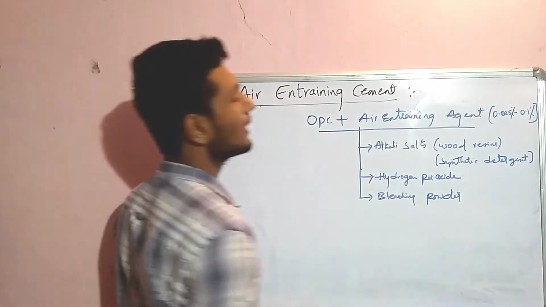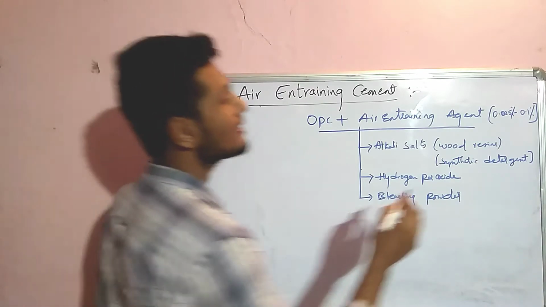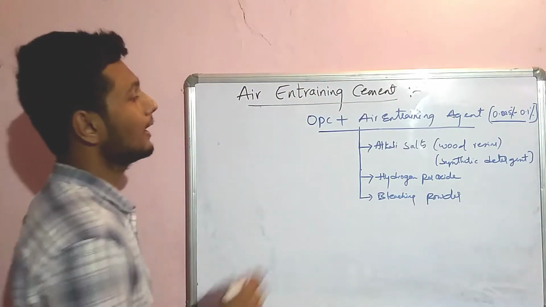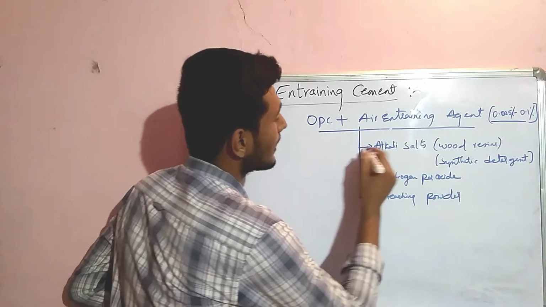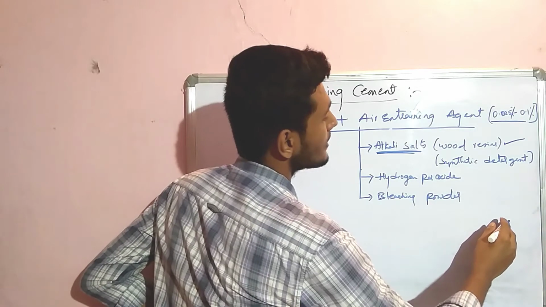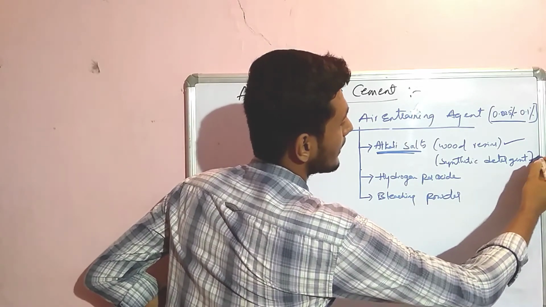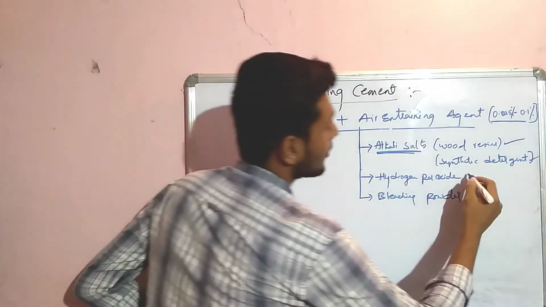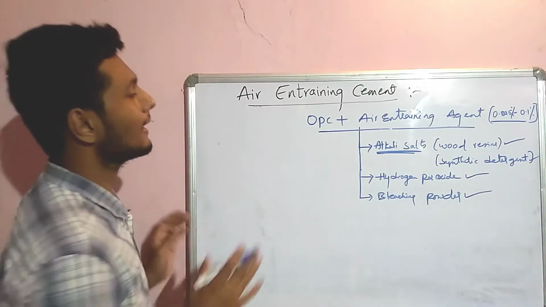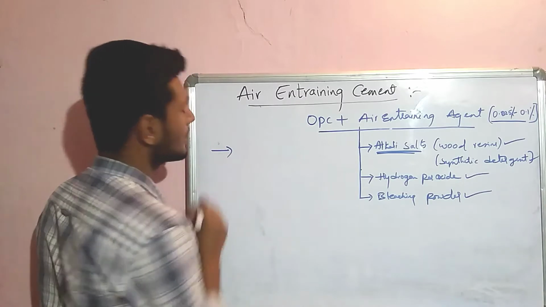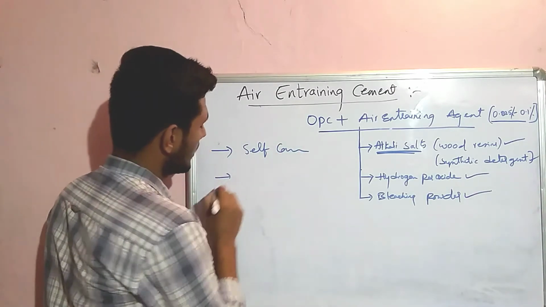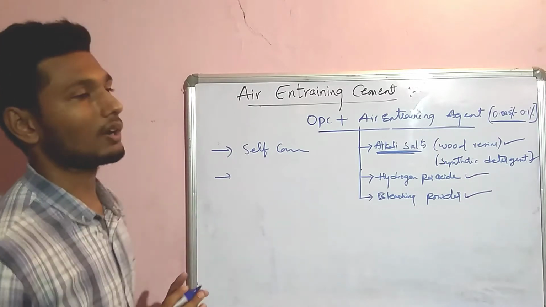When combined with the air entraining agents, it contains 0.05% to 0.1% of agents like alkali salts, which come from wood resins, synthetic detergents, hydroperoxide and bleaching powder. By using these air entraining agents, we can decrease the sulfate attack on concrete, and we can produce lightweight concrete.